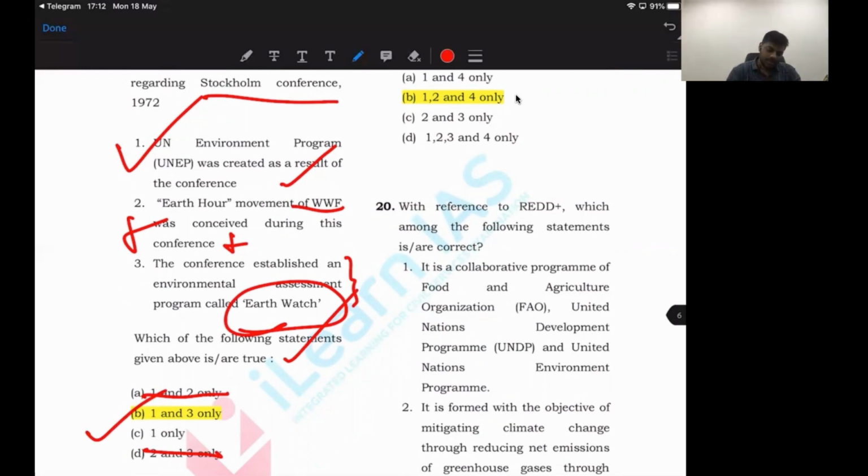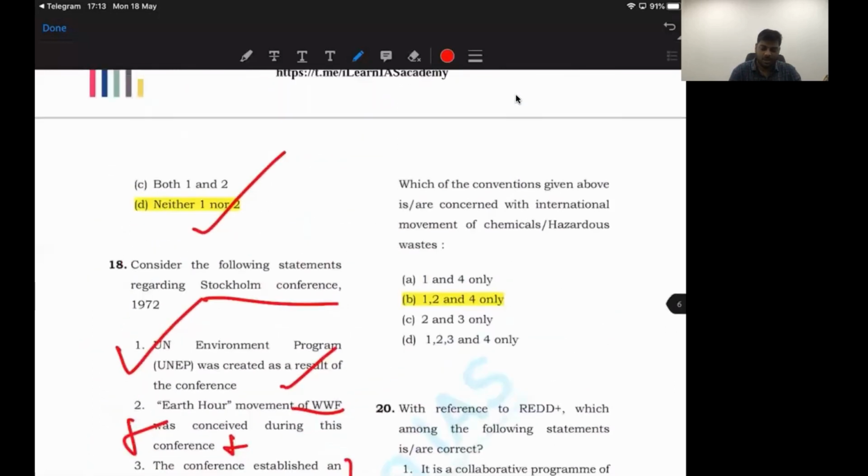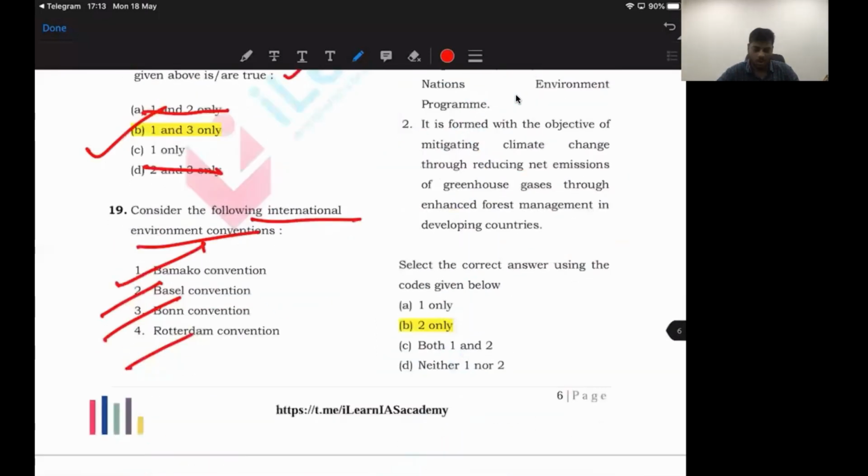Got it. Then 19th one, consider the following international environment conventions: Bamako Convention, Basel Convention, Bonn Convention, Rotterdam Convention. Which of the conventions given above are concerned with international movement of chemicals or hazardous waste? That is the question. Bamako, a convention exclusively related to African region that prevents movement of hazardous waste into Africa. So Bamako Convention prevents the movement of hazardous waste or radioactive waste into Africa. Works under UNEP.